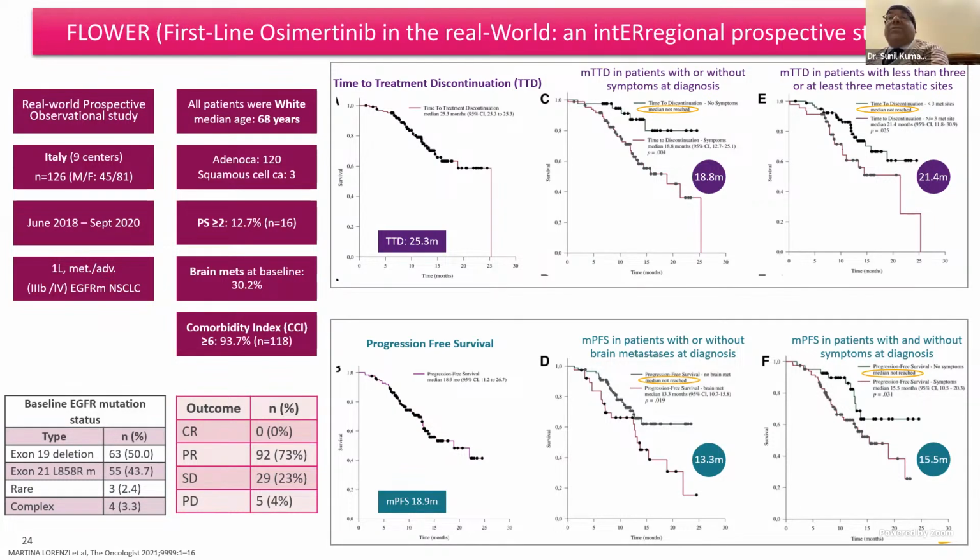Now see the results. They did not report any complete response, but partial response was 73%, stable disease 23%, and progressive disease 4%. I would like to highlight one important thing: brain metastases at baseline were seen in approximately 30% of patients. This graph clearly shows that there is a response in the real world with osimertinib as a third generation TKI. Next slide, please.